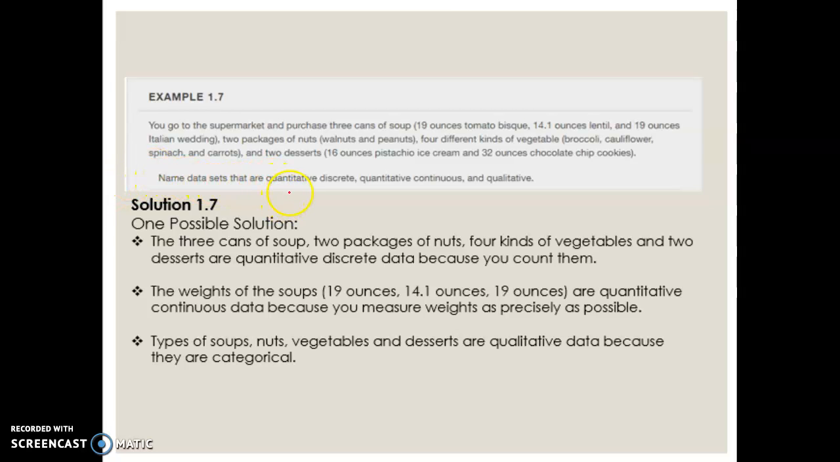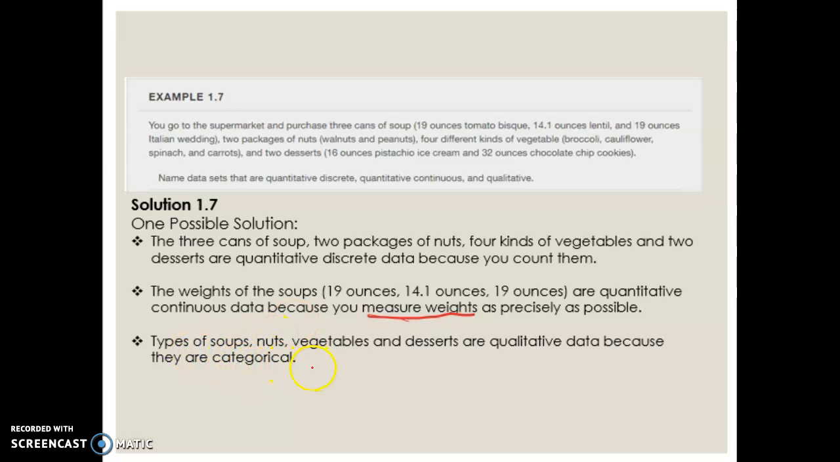Okay, quantitative discrete. When you describe the 3 cans of soup, 2 packages of nuts, 4 kinds of vegetables, and 2 desserts, that's quantitative discrete data because you're counting out how many you have. When you're talking about the weights of the soup and the ounces and the measurements of the pistachio ice cream and the chocolate chip cookies, that is quantitative continuous. That is weights. So you're measuring things.